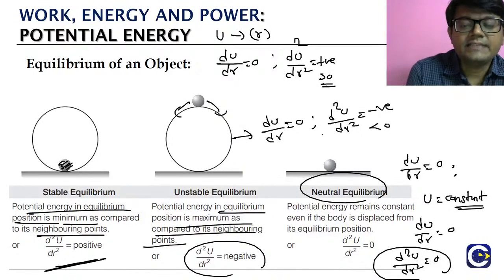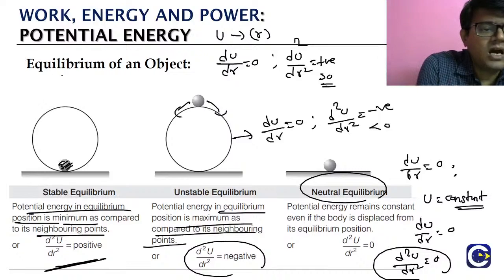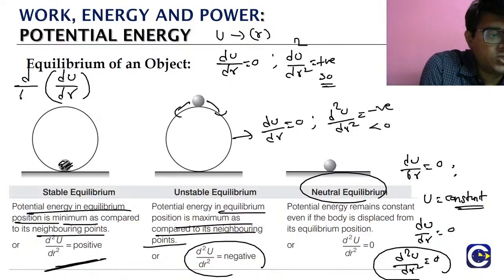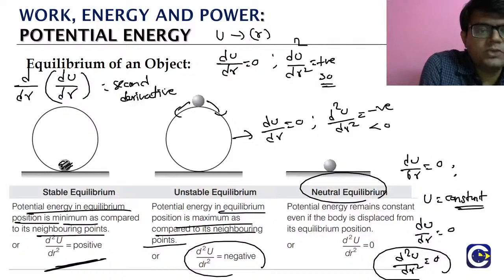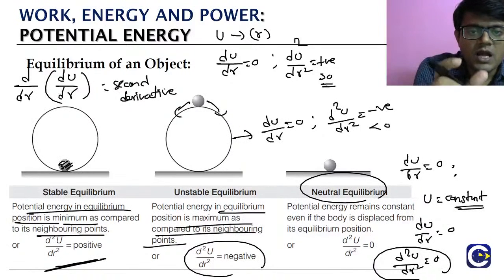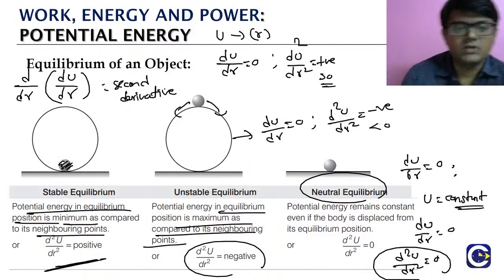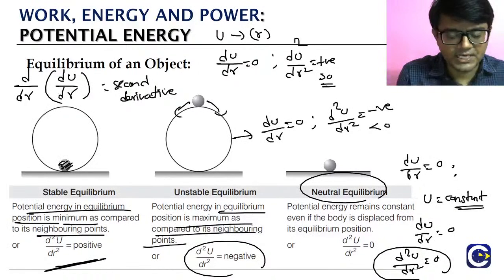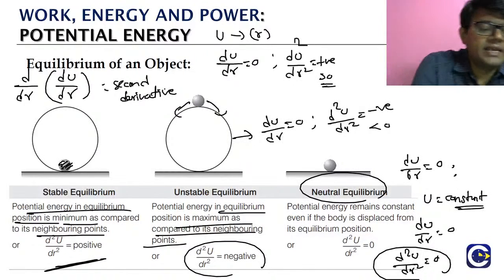Okay. See, what is the second derivative? We have already taken one derivative, du by dr, and we get an expression. We have to take the derivative of that expression again. That we call the second derivative. First we take du by dr and get a function, a form, and then we take the derivative of that form again. That is the second derivative. We will look at examples to understand it correctly. Okay, so this is how we are going to analyze the classification of equilibrium.